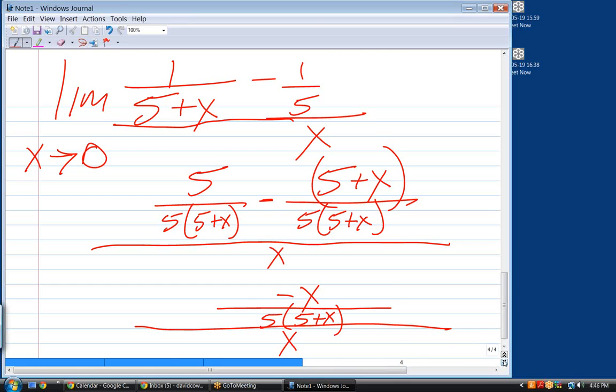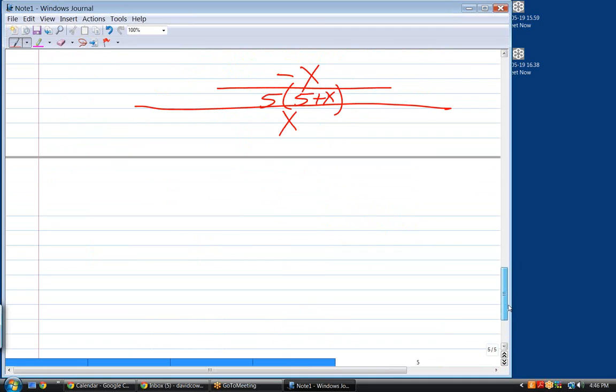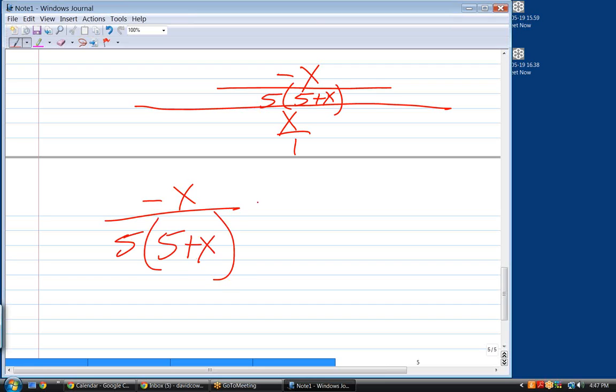Okay, so now reduce that. That's what we're looking at. How do I do that? How do you divide by fractions? Don't you flip it? That's how we're going to do this. I'm going to pretend there's a 1 under it, and now flip and multiply. So we have minus x over 5 times 5 plus x. That's our numerator, and our new denominator becomes this. Now solve that.